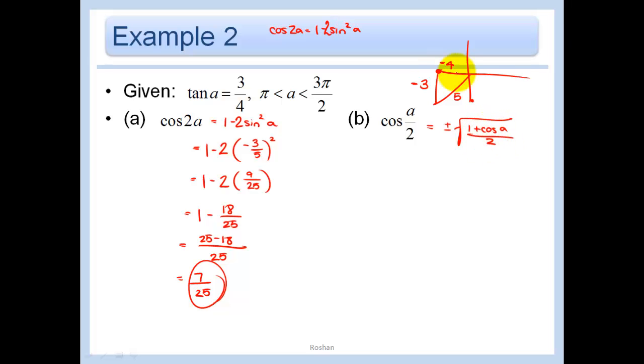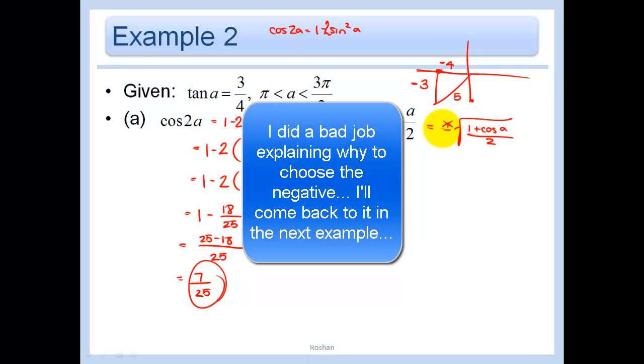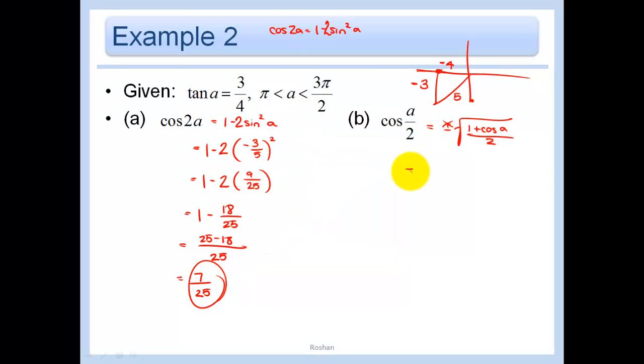Now the cosine of a over 2 is plus or minus root of (1 plus cosine a) all over 2. Remember, our cosine is our x stuff, and our x is negative, so we are going to choose the negative one in this problem. So we get root of 1 plus, what's the cosine? That would be adjacent, -4 over the hypotenuse, which is 5, all over 2.